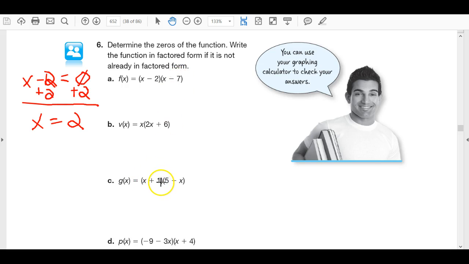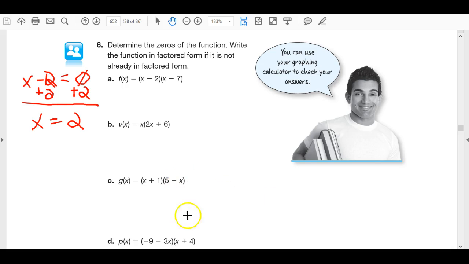Same thing is true over here. If I put x plus 1 equals 0, then what would x have to be? It'd have to be negative 1. So negative 1 plus 1 is 0. That's why the opposite sign and the same number is going to turn this into 0. Here we have this. What would this have to be in order to be 0? 5 minus what equals 0? Ask yourself that question. Do you know what you would have to take away from 5 to get to 0?